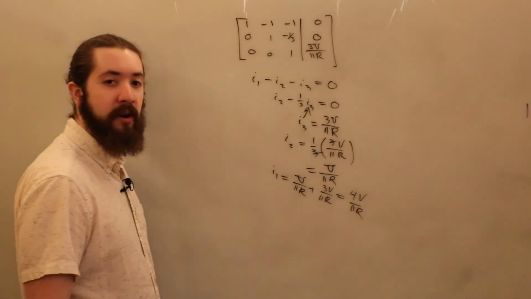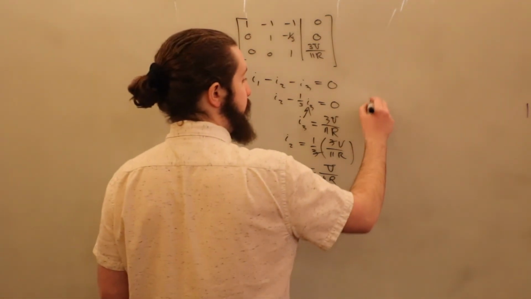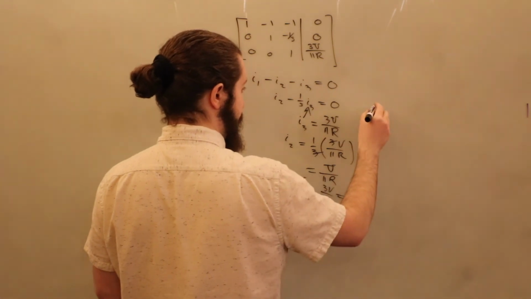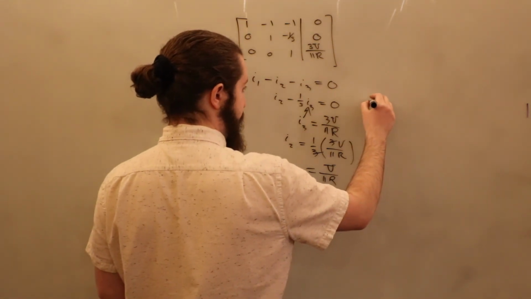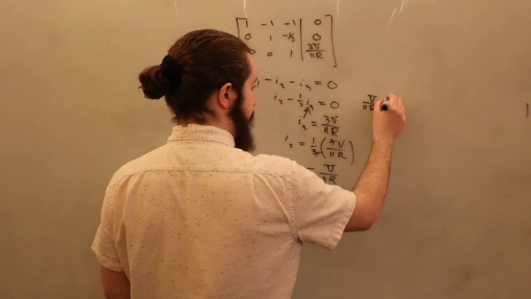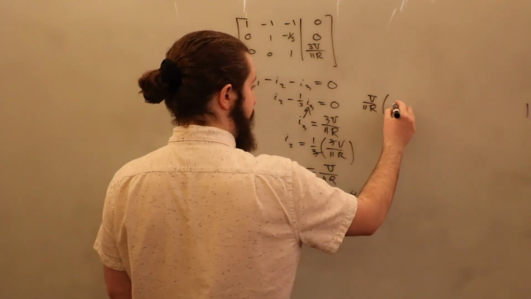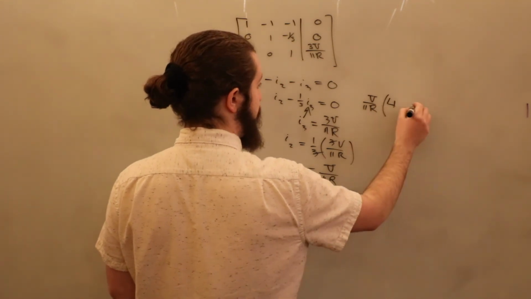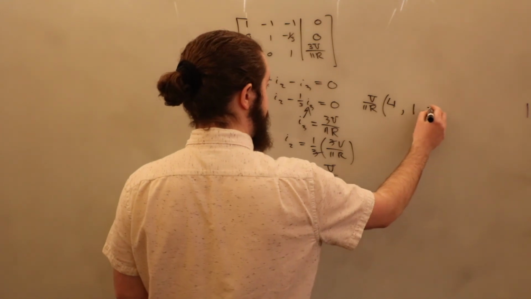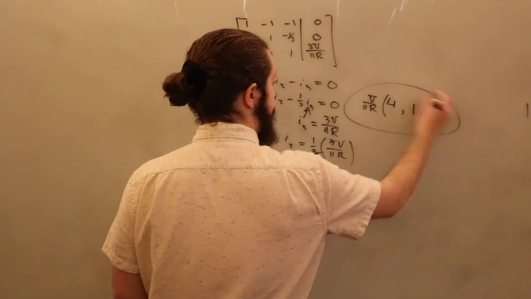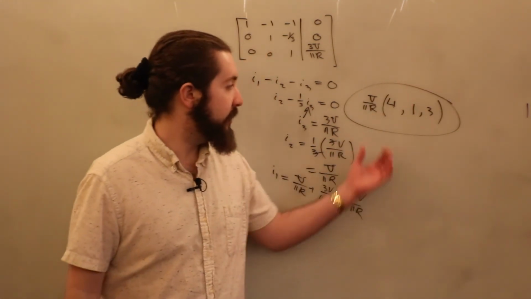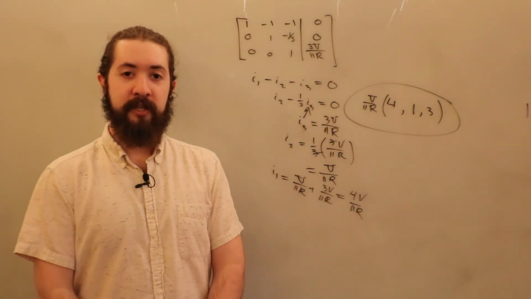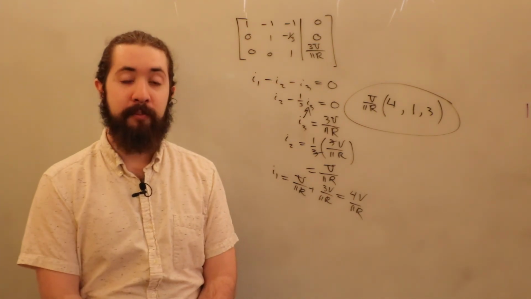So if we wanted to write our final answer as a coordinate triple, I'll just, for brevity, pull out the V over 11R as a factor, if you will, and we'll have a coordinate triple of 4, 1, 3. And these are our values for the different currents. We've solved an applied problem using Gaussian elimination and back substitution.